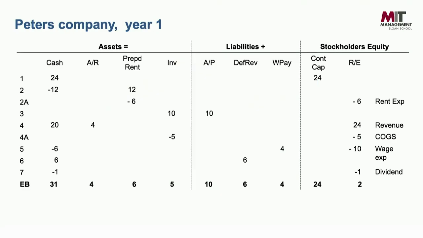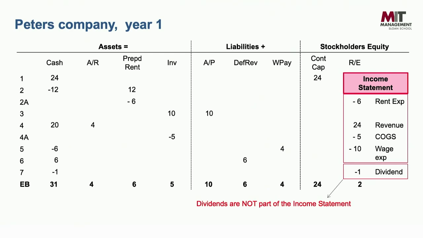So here's our spreadsheet again. So we got our ending balance at the bottom, and we want to form an income statement. Where would we look for the income statement? That's right. So income is going to be part of changes in retained earnings. So our income statement is going to be all the changes in retained earnings except for the dividend, because again, dividends are not part of income or expense.